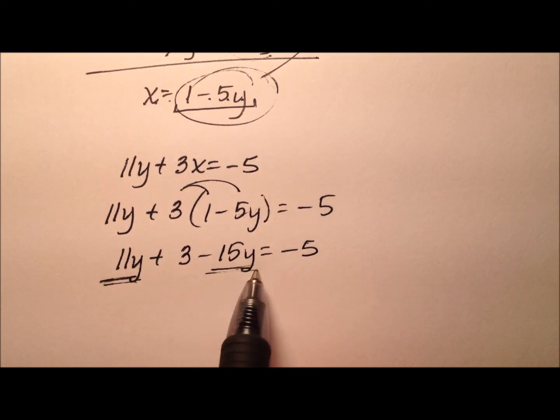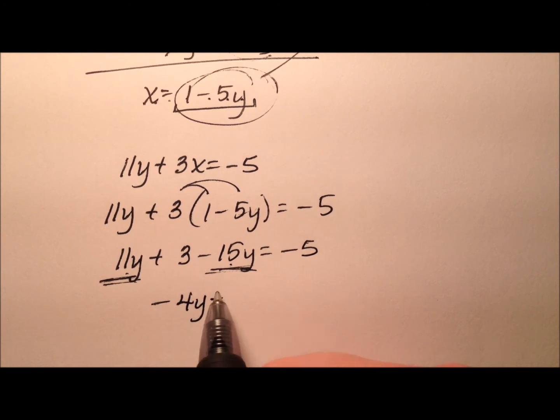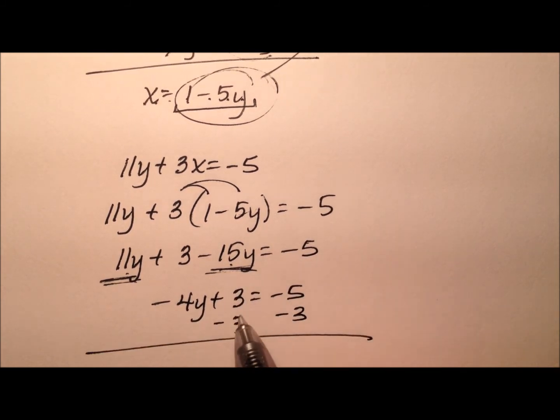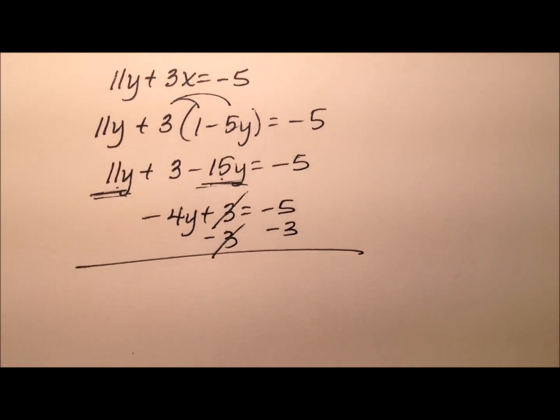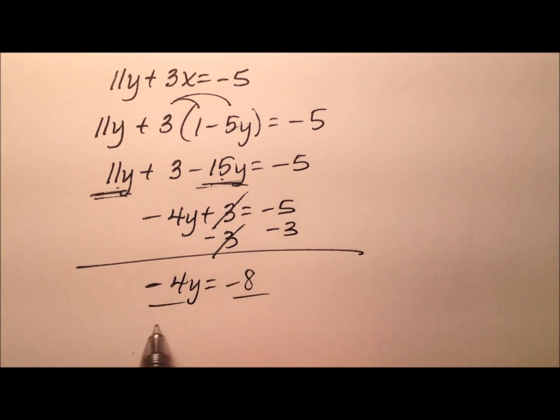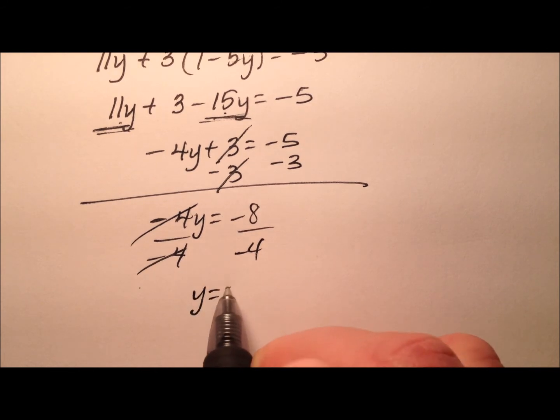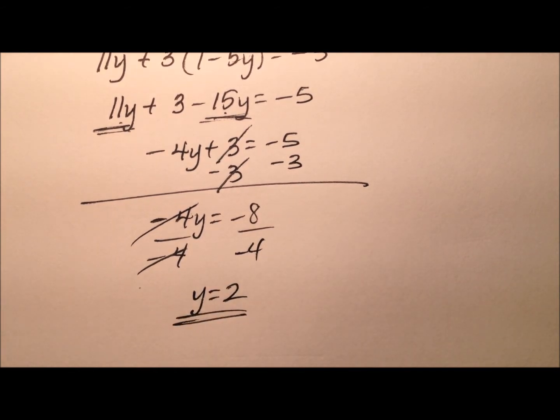So I can combine the two y terms together. 11y minus 15y is negative 4y. And then I can subtract 3 from both sides to get those constants off the left side. So negative 4y equals negative 8, and a quick division here will give us y equals 2. All right, so remember, we're not done right now. It's just that we now know the y value for the ordered pair that's going to function as our solution.